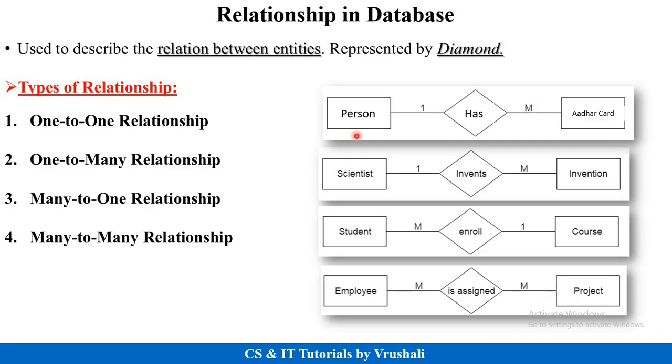Now one to many relation. One scientist invents multiple inventions. So this is called a one to many relation. Many to one relation. Multiple students enroll for one course. Multiple students enroll for the database course. So this is called a many to one relation. Multiple records in one table are matched with one record in another table. Now many to many relation. Many employees are assigned to many projects. So this is called a many to many relation. All these relations are decided as per the requirement of the project.